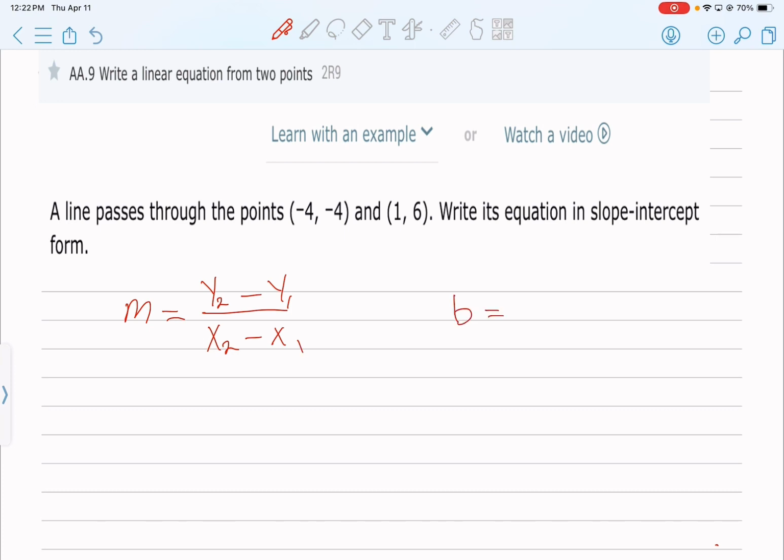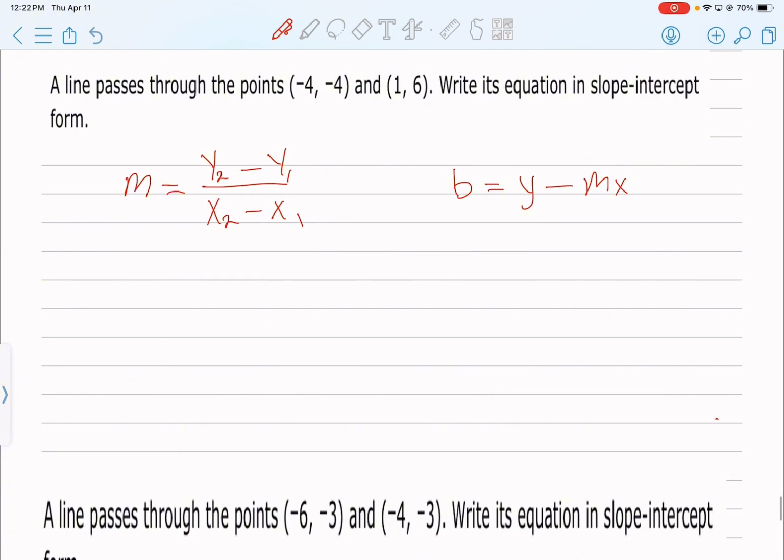What is the cheat code for b? Y equals mx plus b. So b equals what? B equals y minus mx. Awesome. And the last thing we're going to do is put everything back to y equals mx plus b. Am I making sense?